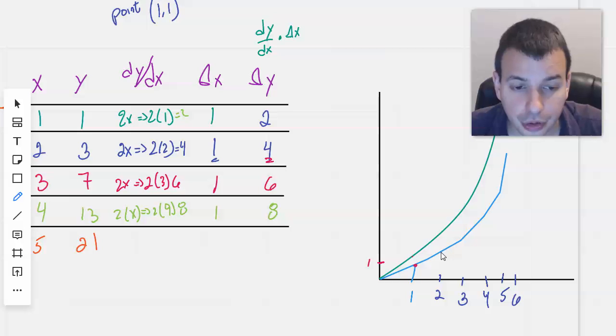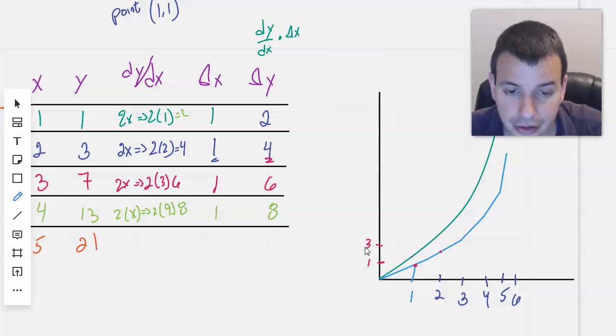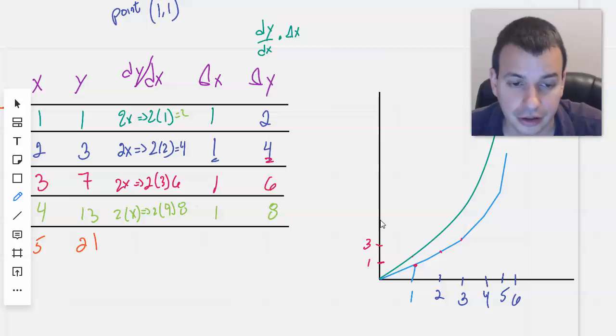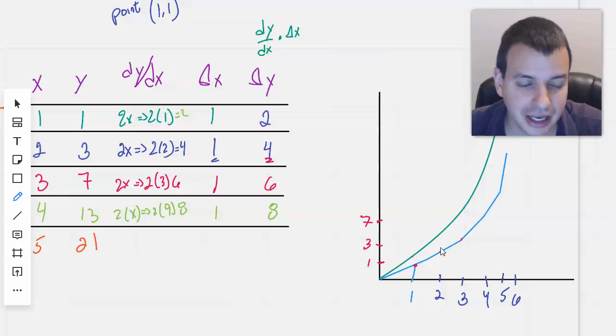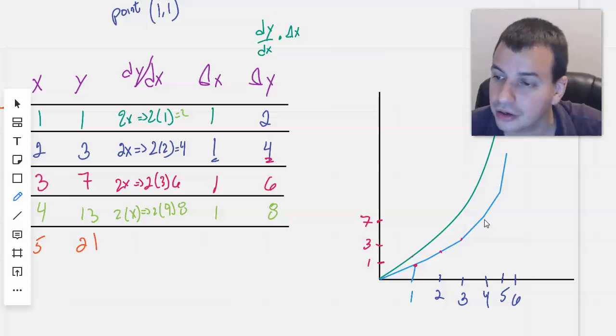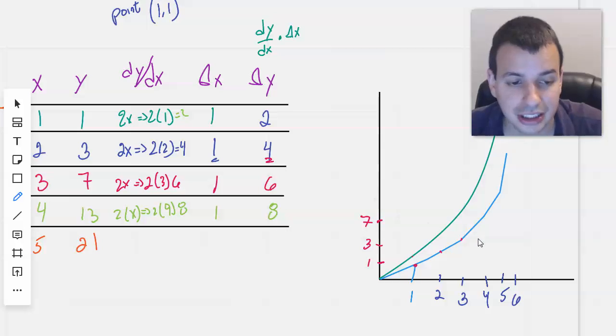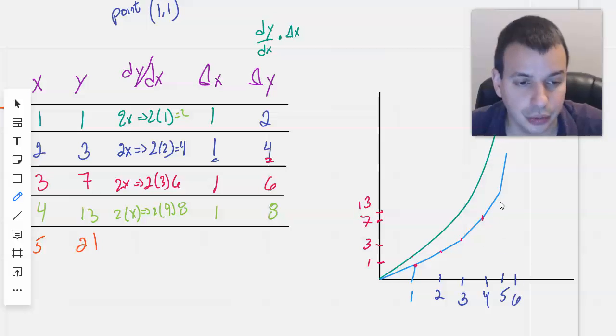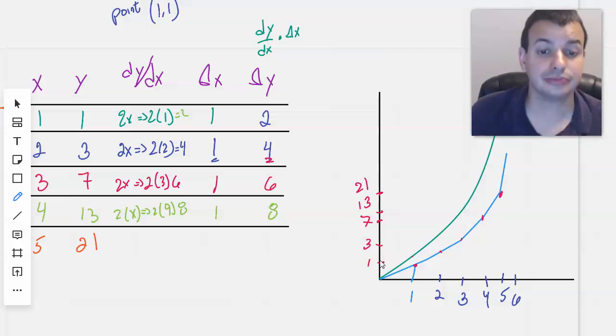2 goes to 3. 3 goes to 7. Looking over here, I did not have enough curve in this. 4 goes to 13. We'll say here, 13. And 5 goes to 21. At this point, I've realized my artistic skills are tragic.